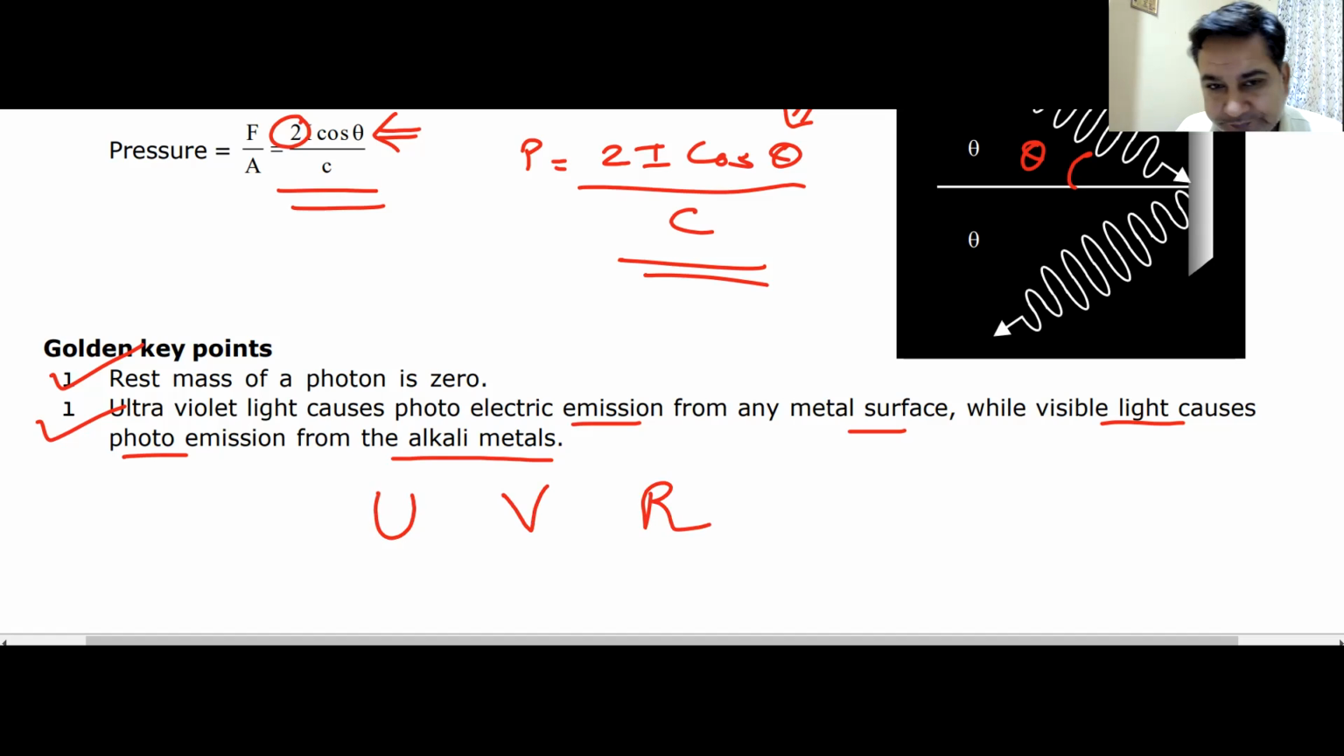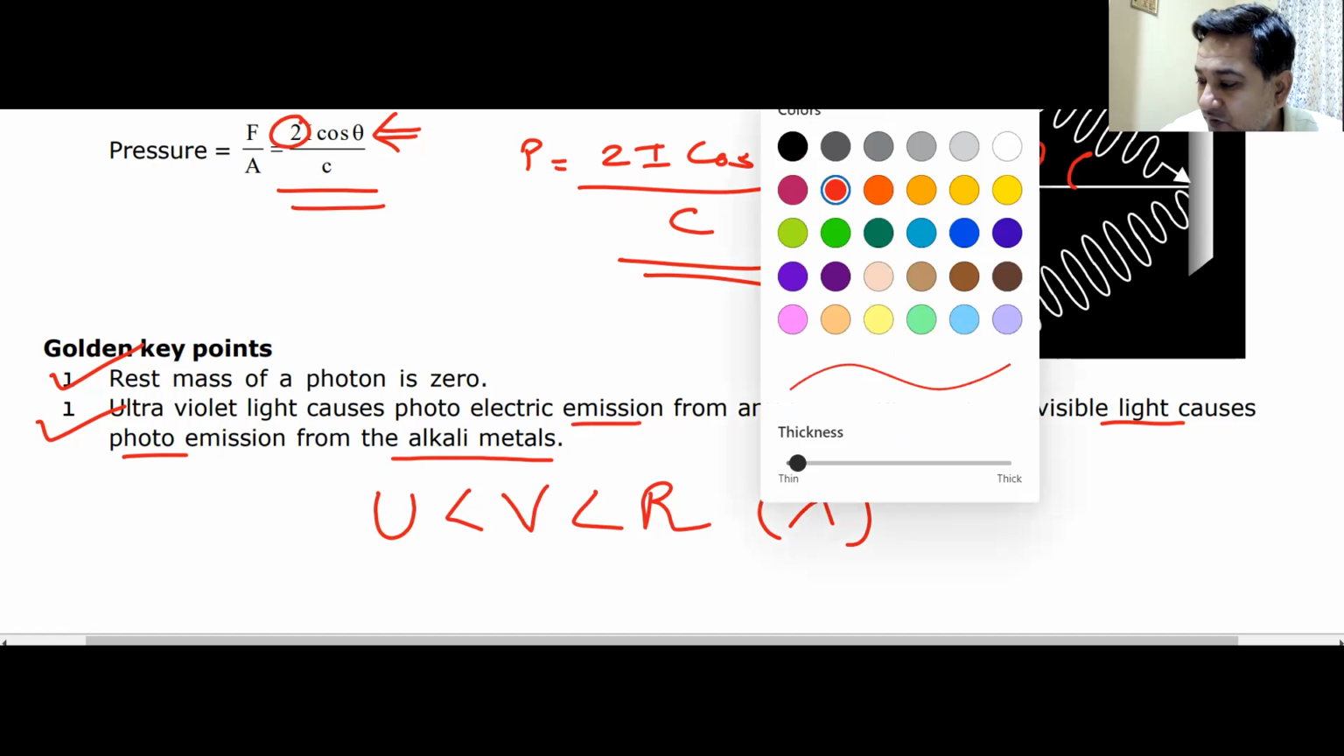Why? Bigger wavelength. Which has the longest wavelength? R. Longest wavelength is R. Energy is directly proportional to wavelength. Yes or no? Energy is inversely proportional. Energy is inversely proportional to wavelength. So tell me, which will have the most energy?